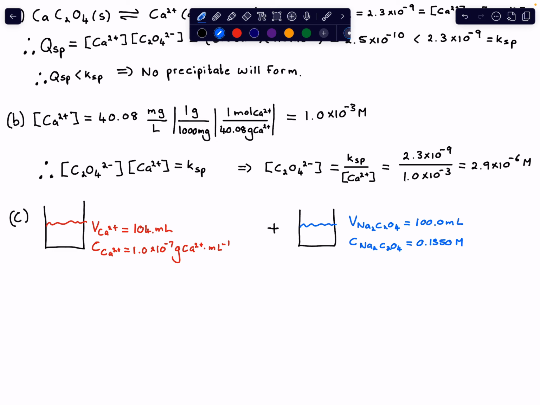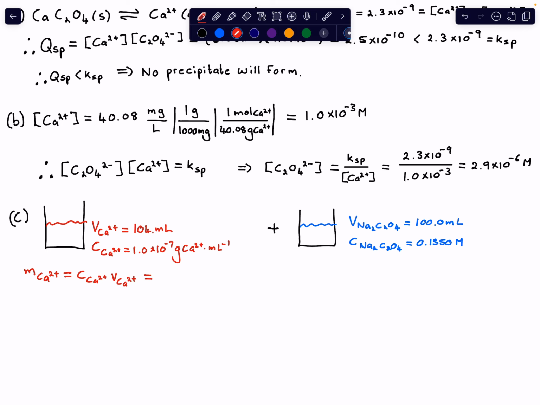What are the concentrations of the ions? So what is the information we're given? First, for the calcium, we're given the volume of the calcium and the concentration of the calcium, right? And you see that the calcium concentration is given in grams per milliliter, so we're given a mass per milliliter. That means we can determine the mass of calcium ion from our concentration of calcium 2+ multiplied by the volume of calcium 2+.